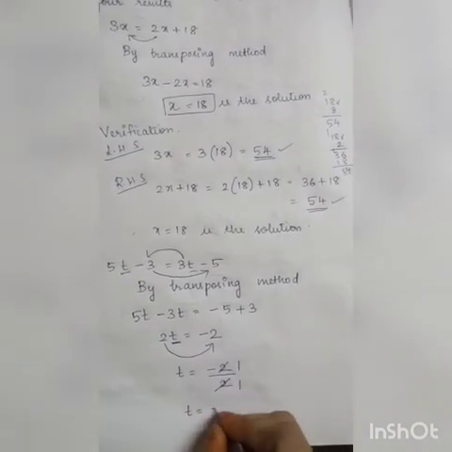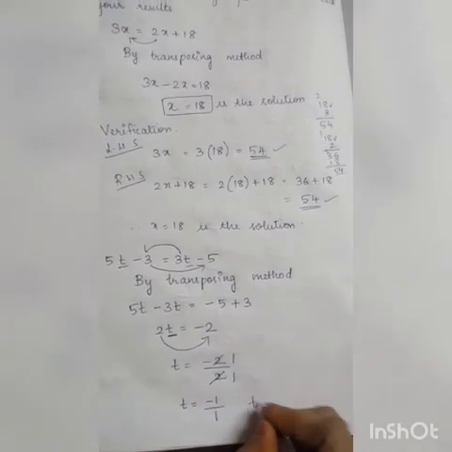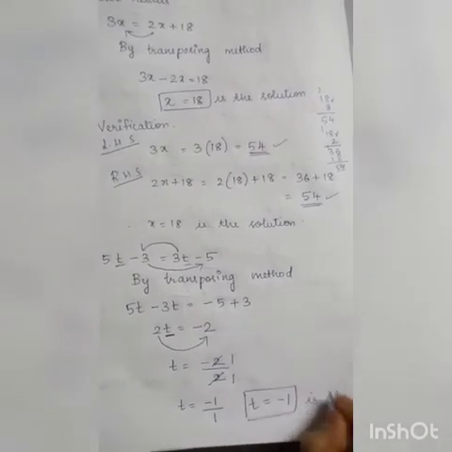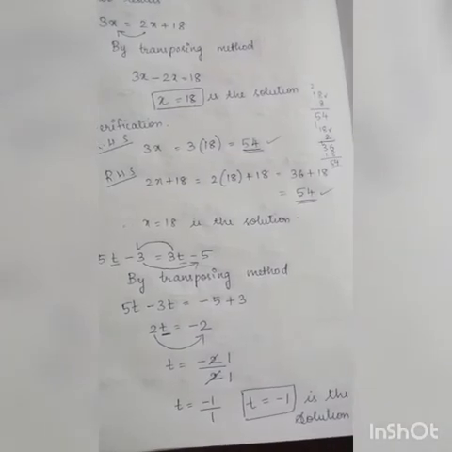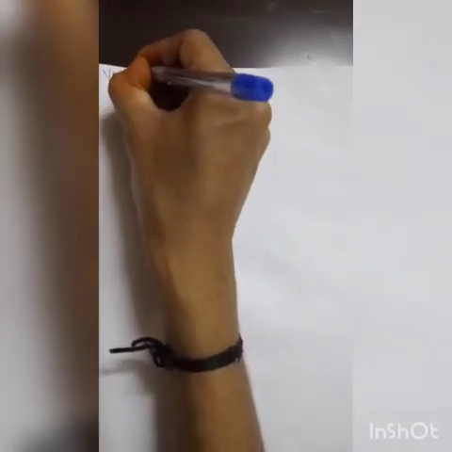So t is equal to minus 1 by 1. Actually, minus 1 by 1 means t is equal to minus 1 is the solution. Now I am just going to verify this. Verification, what will you do? I will take the LHS. Verification also you should do, children.